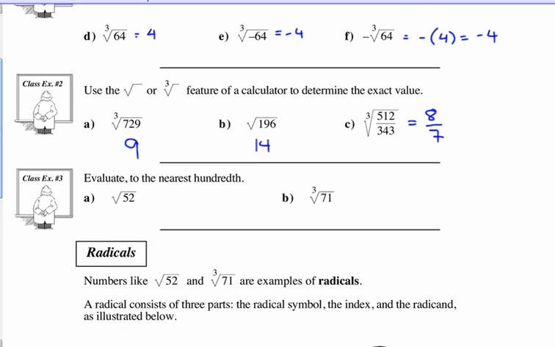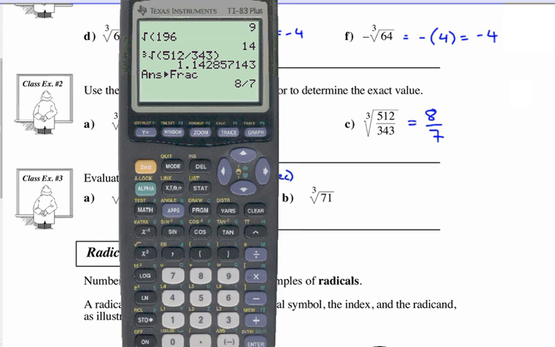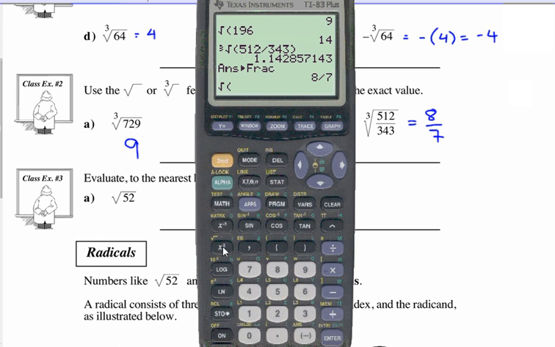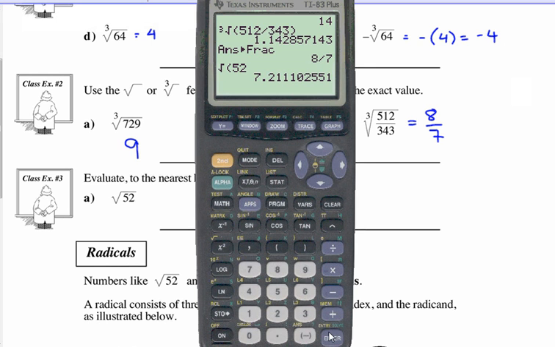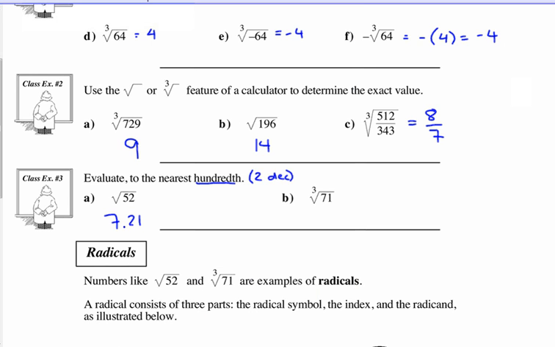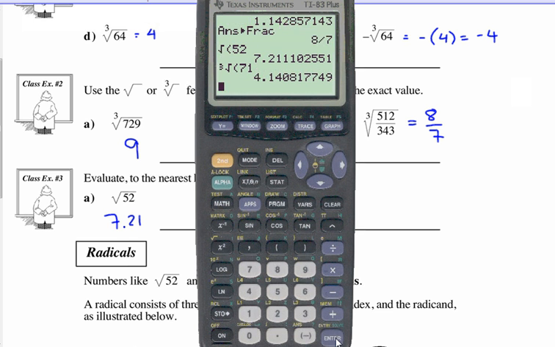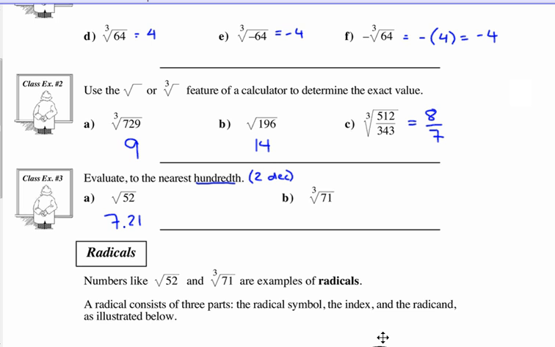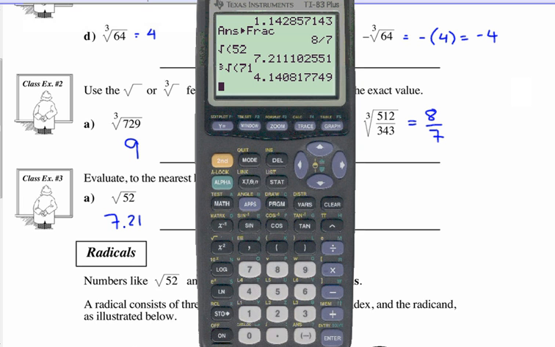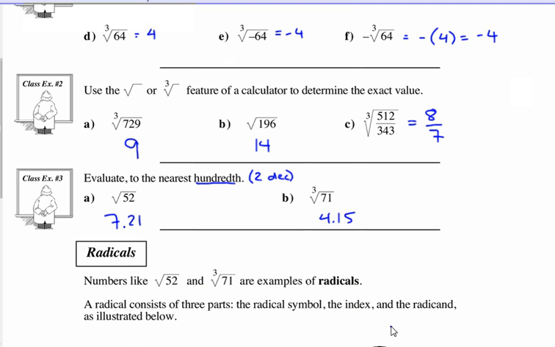Evaluate to the nearest hundredth. Remember, hundredth is 2 decimal places. So in our calculator, second, x squared, the square root of 52 is 7.21. And the cube root of 71, so math 4, 71, enter, is 4.14 when we round it.